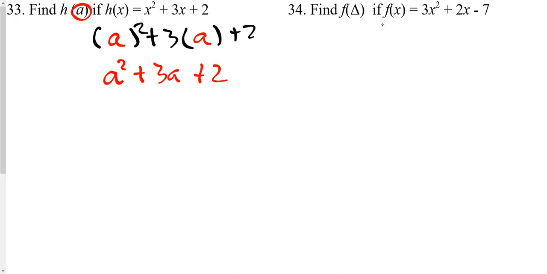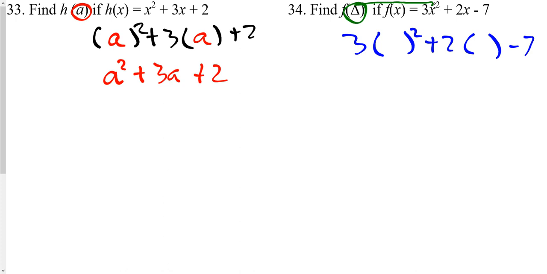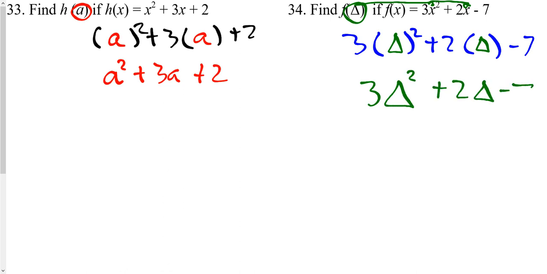When we write this out over here, it's 3 times your input squared plus 2 times your input minus 7. And in this case, we're plugging in triangles, so triangles got to go in for each one of your x's. So it's really 3 triangle squared plus 2 times triangle minus 7.